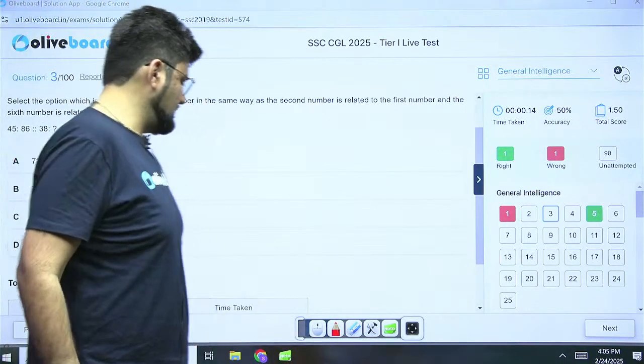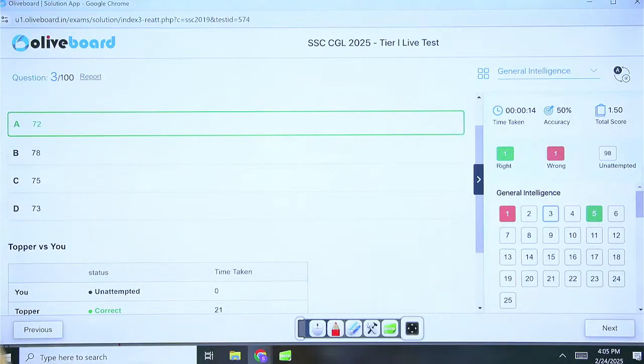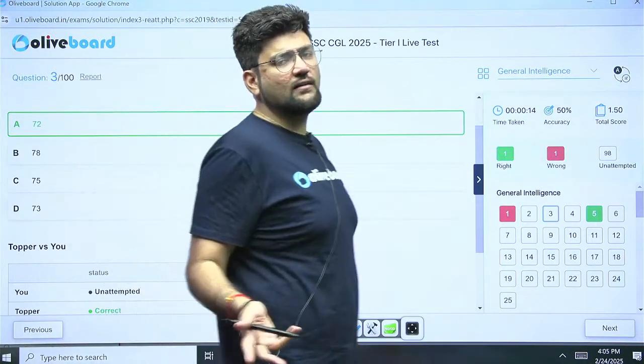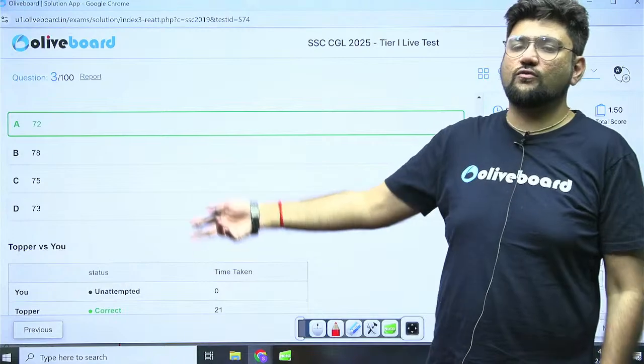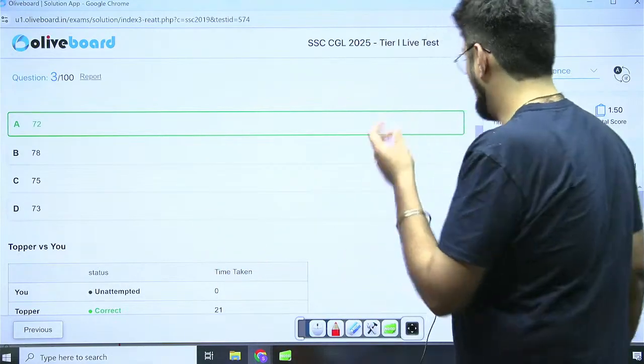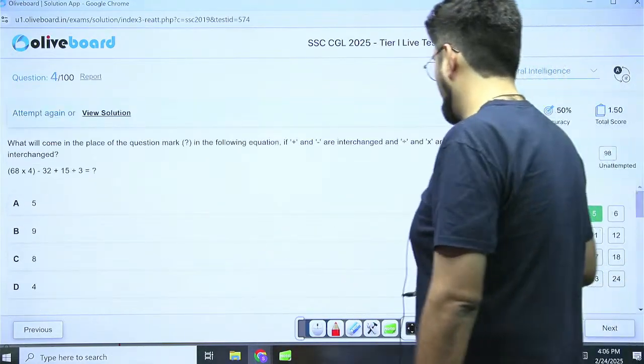If you know the tables, it will become very easy. Now a lot of students are like, 38 into 2, how can we quickly get 76? If you know 19 into 4, you will quickly get it. Not an issue. Next question, question number 4.